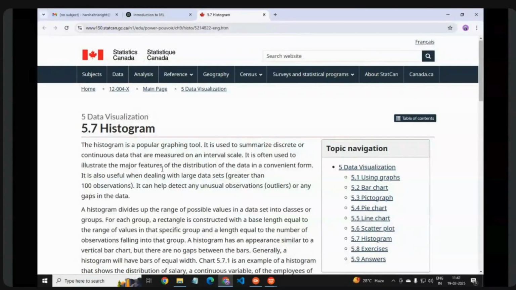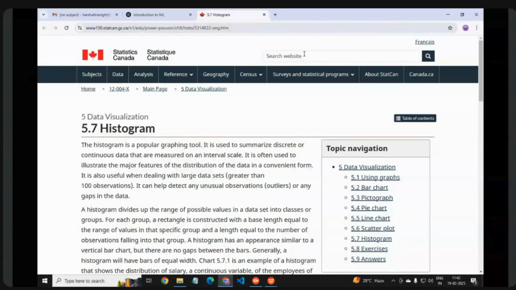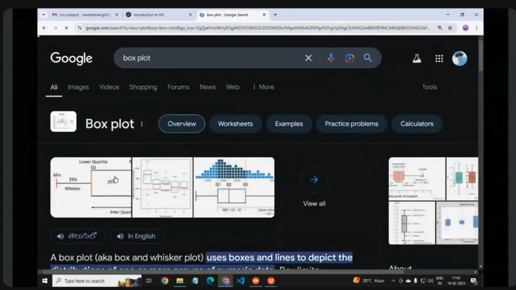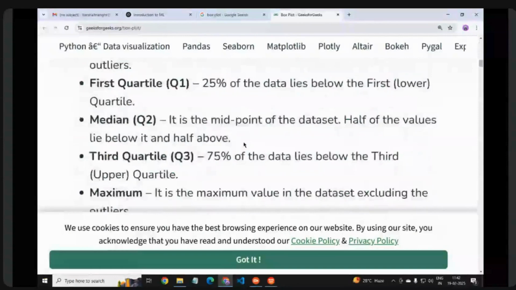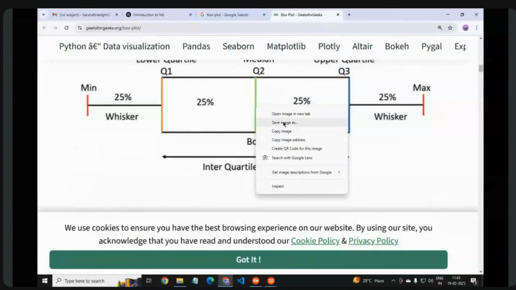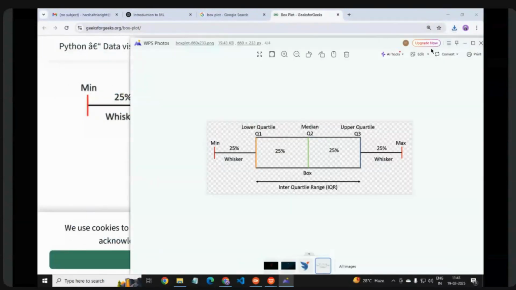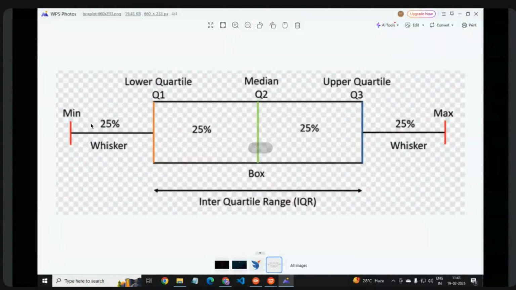Next we have to see the box plot. See, this is the image of a box plot. Here we give the range, the interquartile range. Here is the minimum value and here is the maximum value.